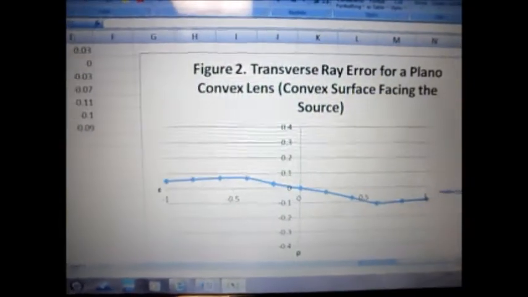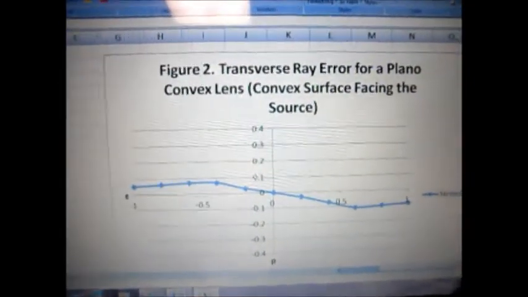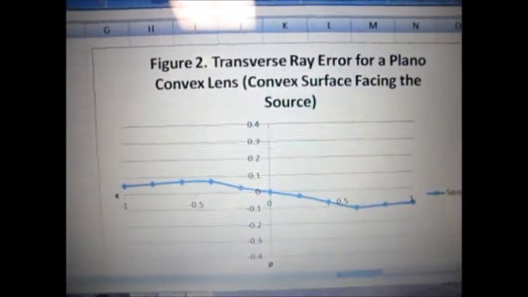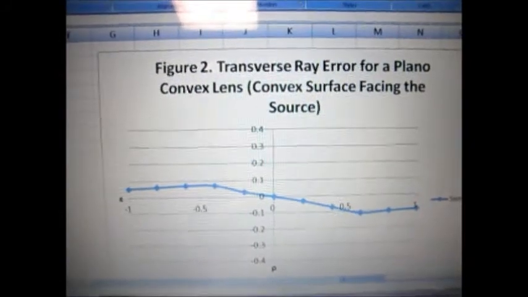Then we flipped the lens around, and this is on the same scale as the last graph, so you can see that we had a lot less spherical aberration with the convex face towards the source, and it's about a factor of 3 less.